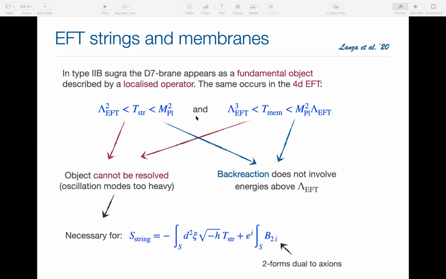And when you try to understand what this means, on the one hand, the tension being bigger than lambda to the appropriate power means that the oscillation modes are not going to be visible. So it's really a localized object with no oscillating structure or anything like that. And then on the other hand, this upper bound means that when you compute the back reaction, you are not going to induce gradients that are going to take you away from your EFT regime. You are not going to induce very bumpy regimes that you cannot understand in terms of an EFT with a cutoff lambda.